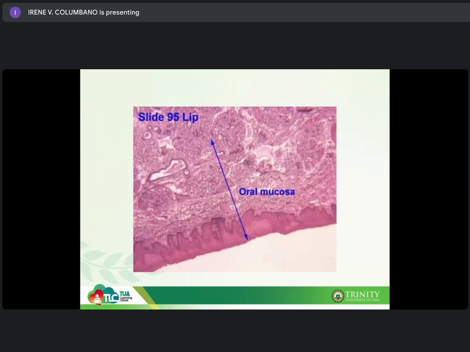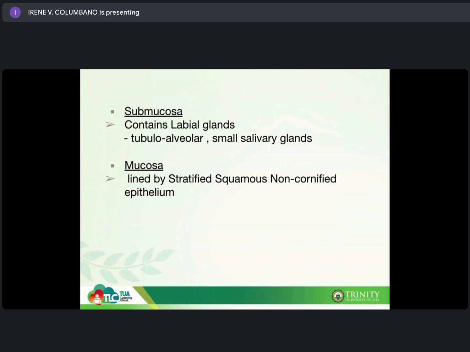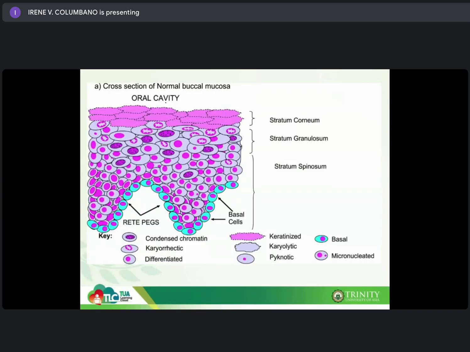So, you have to hydrate yourself and apply moisturizer. There are many available now, like lip balm, medicated lip balm. But hydration is still important. Submucosa contains labial glands with tubuloalveolar or small salivary glands. Mucosa is lined by stratified squamous non-cornified epithelium. So do you still remember the different layers of the skin, from the stratum corneum on the outside down to the stratum basale?